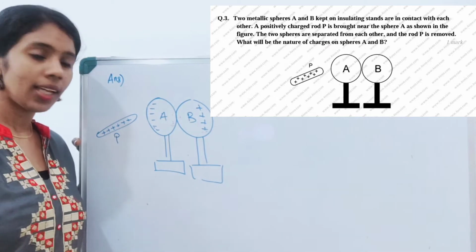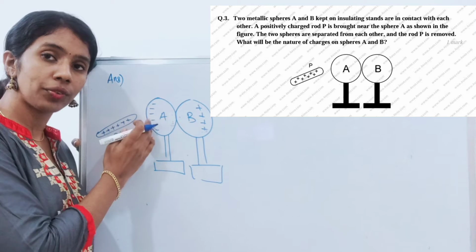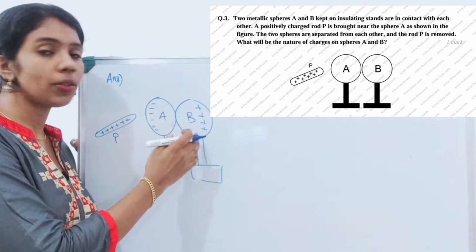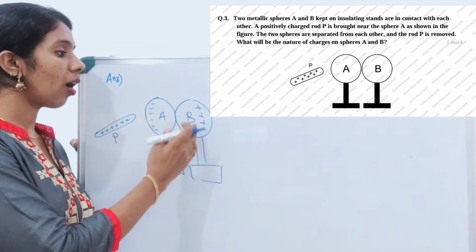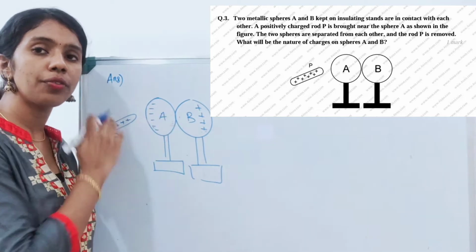So initially, if they are in contact, all the negative charges get accumulated on the left of A due to the presence of this positive rod, and all the positive charges get accumulated on the right of metal sphere B, again due to the force of repulsion.